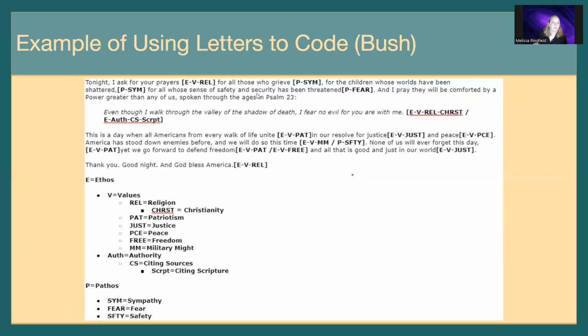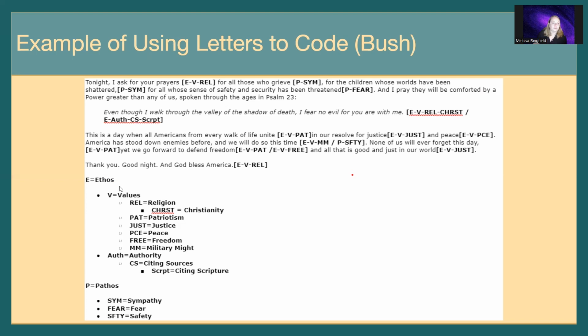So here's an example using Bush's 9/11 speech, where we've used letters inserted into the speech to code the previous phrases. First we have ethos broken down into values and then religion. Pathos, sympathy. Pathos, sympathy. Pathos, fear. This one we've broken down into two: ethos, values, religion, Christianity. Ethos, authority, citing sources, citing scripture. So that could be double coded.